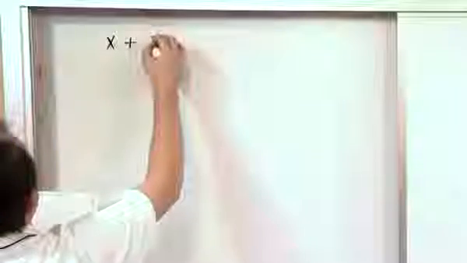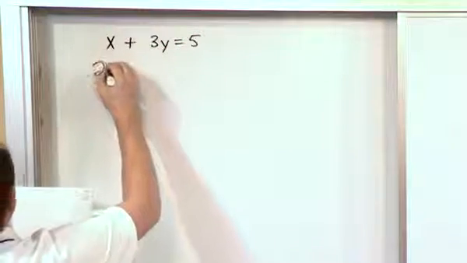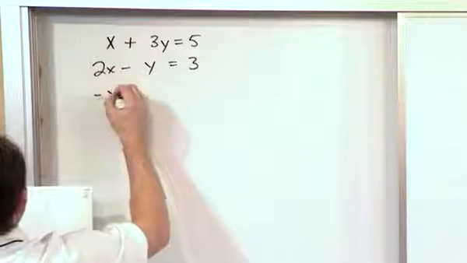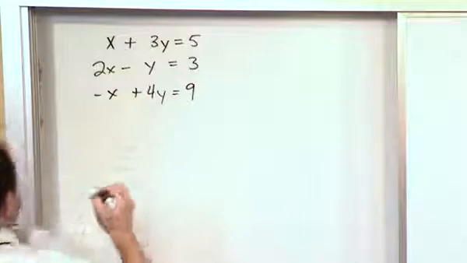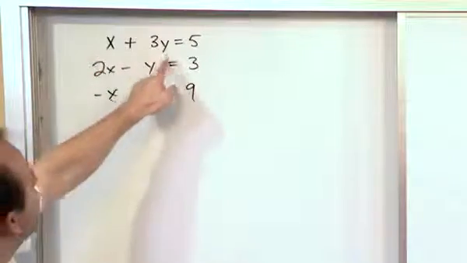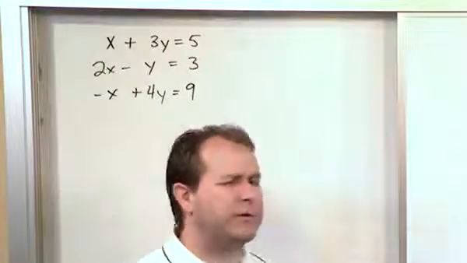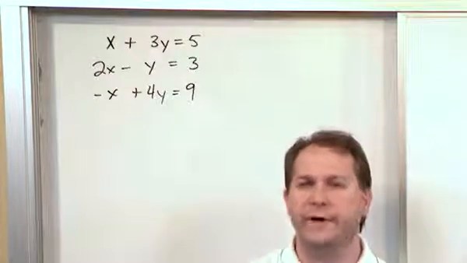So x plus 3y is equal to 5. 2x minus y is equal to 3. Negative x plus 4y is equal to 9. The first thing to notice is that we have two variables, x and y, but we have three equations. So at first you might wonder, why do we have more equations than we do variables?